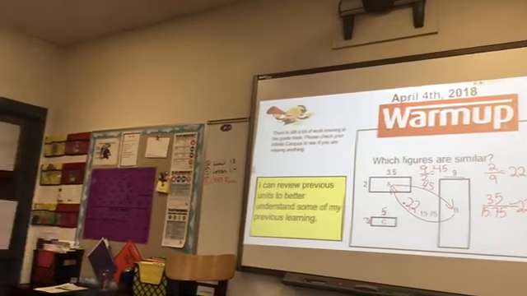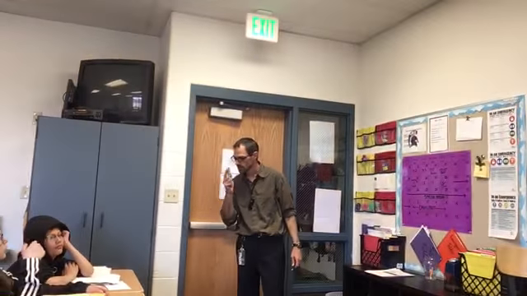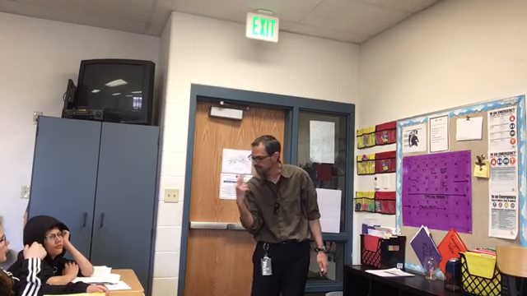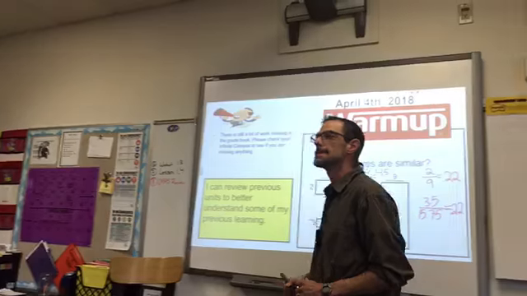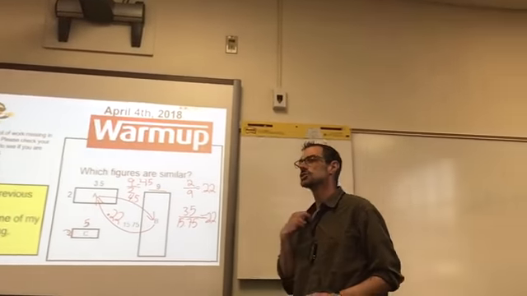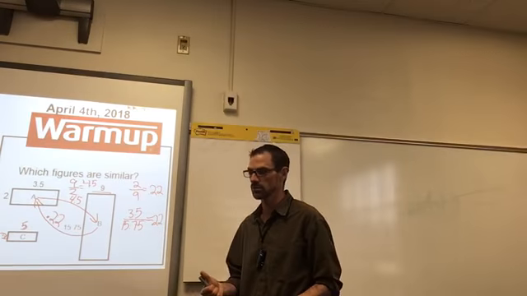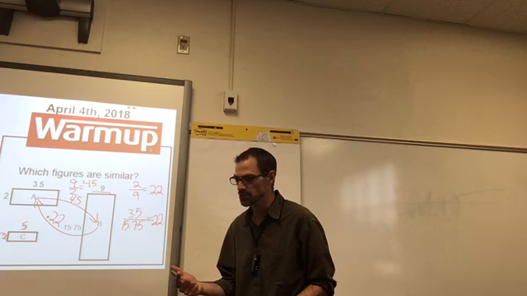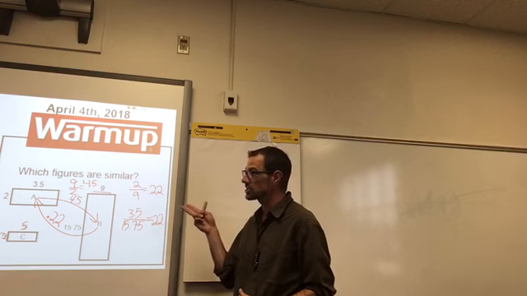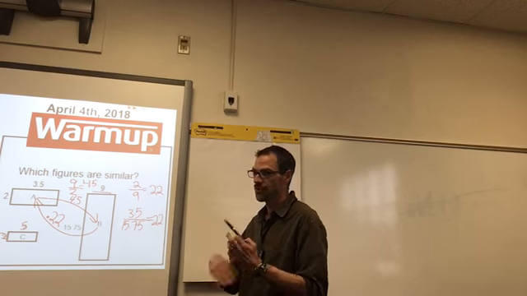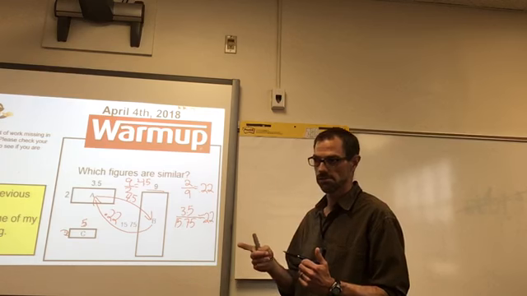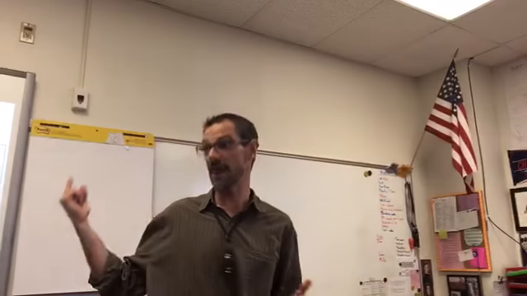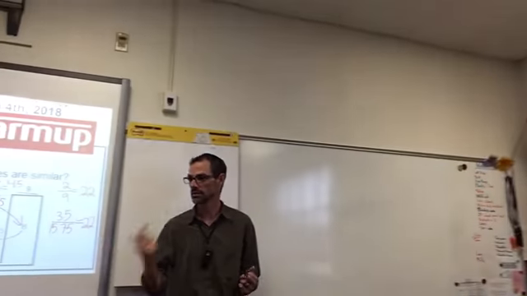What are the two ways to find out if an object is similar? Corresponding sides, corresponding angles. But what are the two ways I just showed you that you could find out if objects are similar? Remember? Scale factor is one. What's the other one?